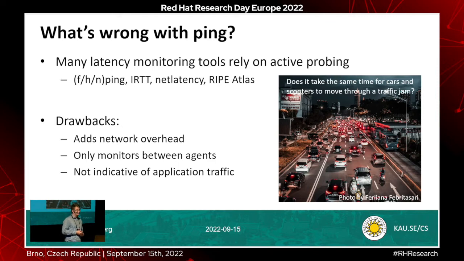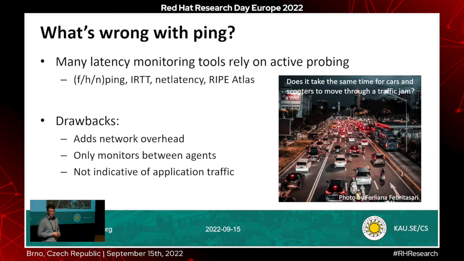And there's nothing inherently wrong with this. This is a great way if you want to get the idle latency of the network in a very controlled manner. But the problem is, what you typically want to know is the network latency that your application traffic experiences. Because this is, in the end, what the end users will notice: the latency of the application traffic.